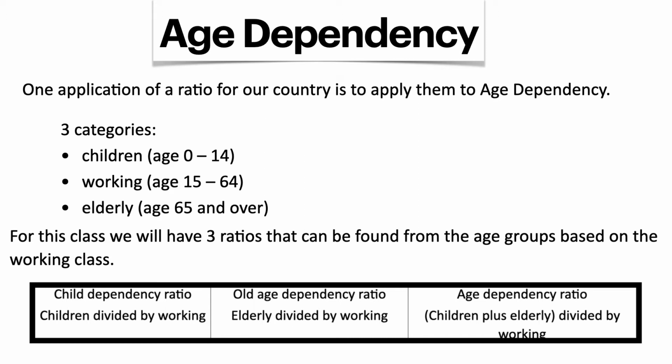If you want the old age dependency ratio, you take the elderly people, the people that fit in the category of 65 and older, and divide them by the working age. And if you want age dependency ratio, this would be children plus the elderly divided by the working age. Notice that all of these are a part-to-part ratio. None of these are part-to-whole because all of them are compared to the working age and not to the entire population.